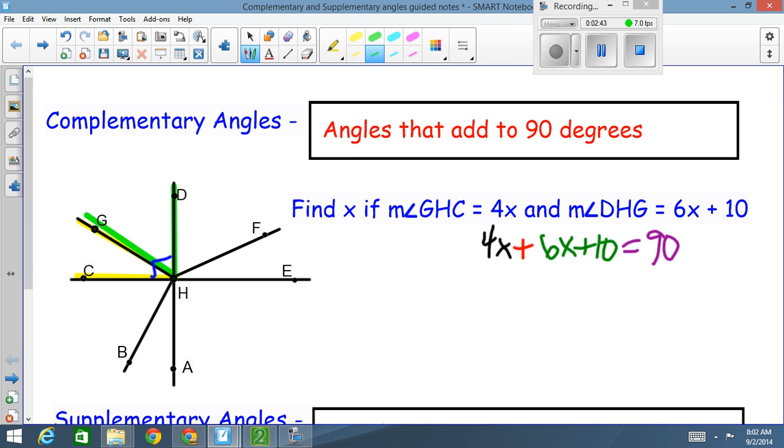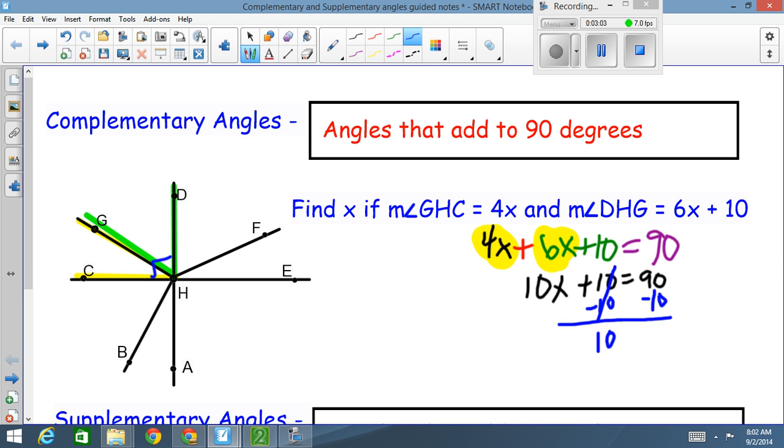So now that we have this equation set up, I'm going to combine these two like terms because they're on the same side of the equal sign. 4x's plus 6x's is going to be 10x's plus 10 equals 90. I'm going to just go ahead and finish this two-step equation. Subtract 10. So I get 10x equals 80. Divide both sides by 10. And it turns out that x is equal to 8.